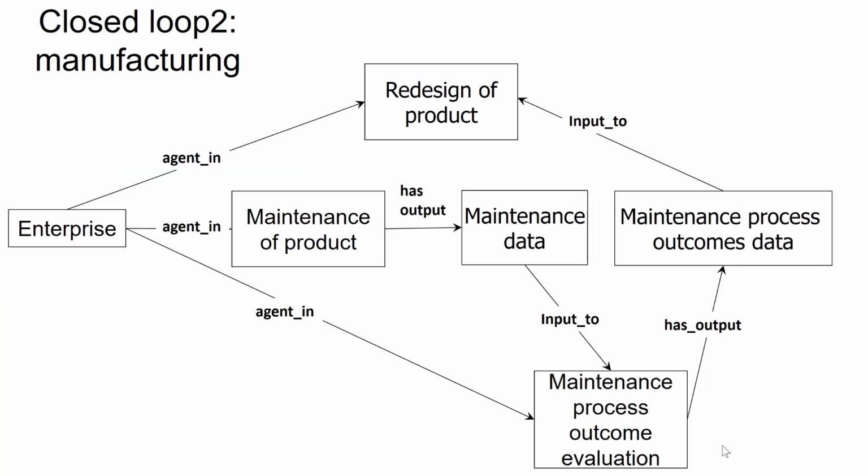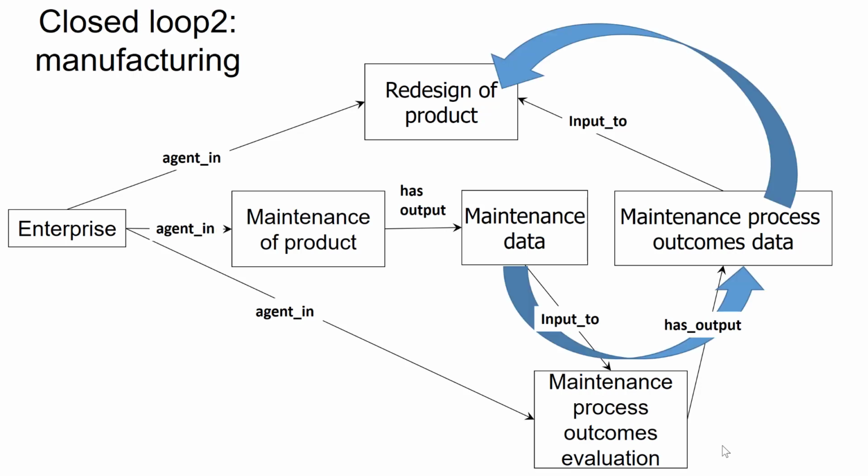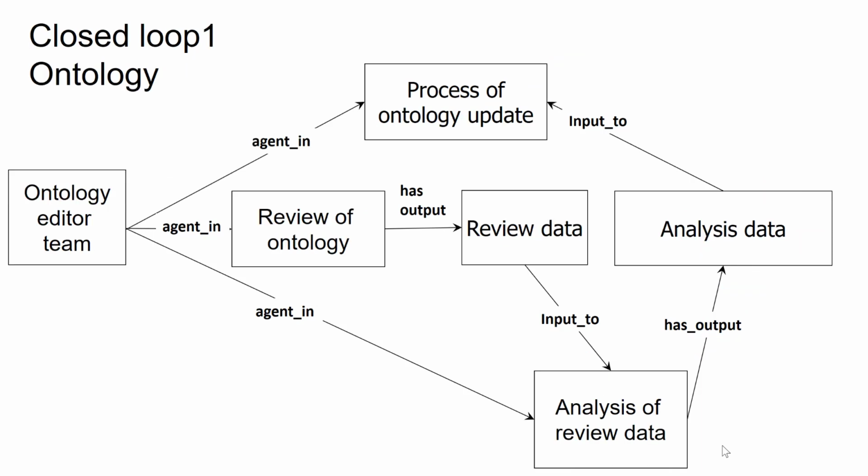we have an enterprise which is, as in the case of GE, maintaining its own products, which has output maintenance data. The maintenance data can serve as input to a maintenance process outcome evaluation, which has output maintenance process outcomes data, which are inputs to a redesign of the product so that the failures caused in the earlier design can be avoided in the new design. And that creates a closed loop. It's a closed loop which is a bit more complicated because we're going all the way back to the beginning of the design process.